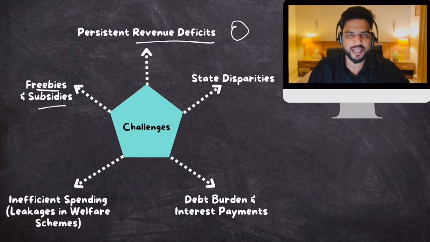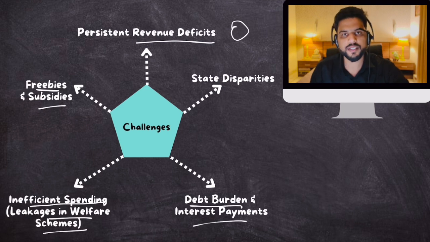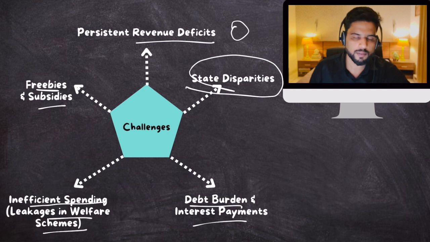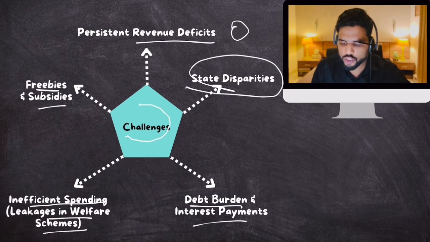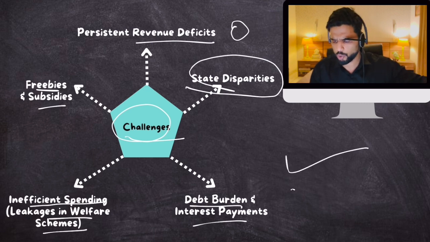Culture of giving freebies. Elections are fought on it. Then there are some inefficient spending, leakages, corruption. Then debt burden has increased. And there are state disparities. Some states are doing well, some states aren't. So these are the challenges highlighted by the recent RBI report. Okay, that's it. So go through this all.